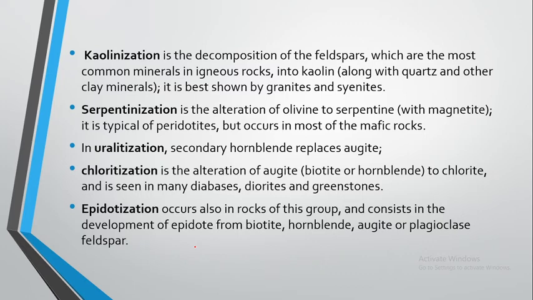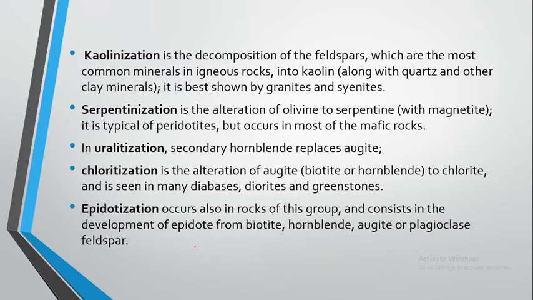Next is chloritization. Simply you can say that chlorite is replacing other minerals. It is the alteration of augite, biotite or hornblende to chlorite. It is seen in many diabases, diorites and greenstones. We can observe this chloritization in diabases, diorites and greenstones.